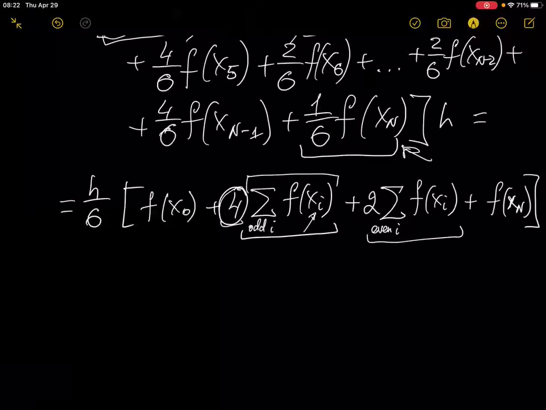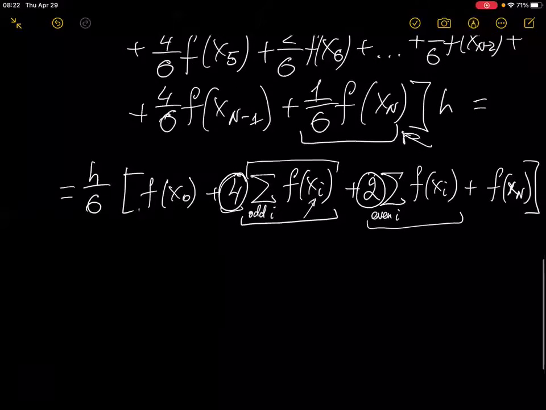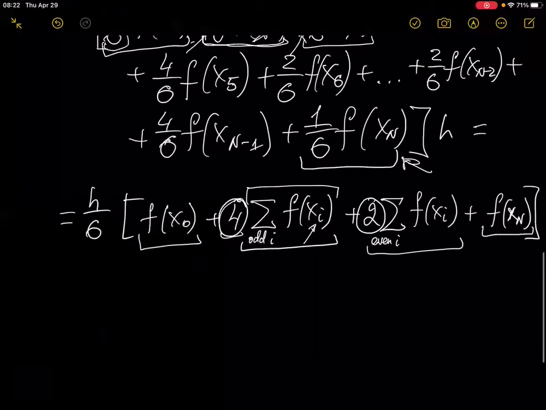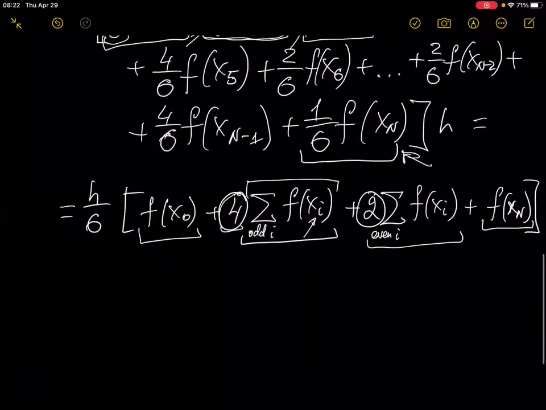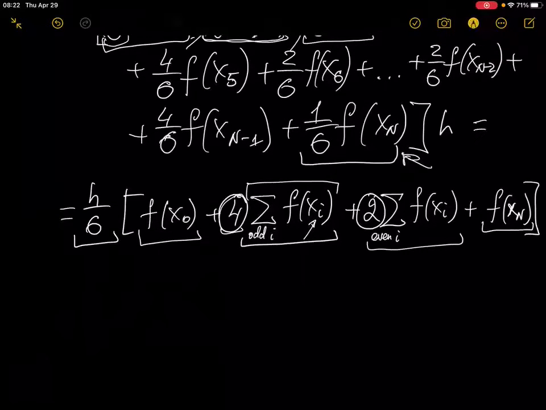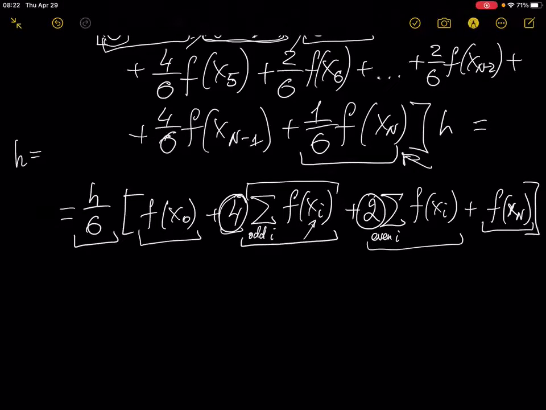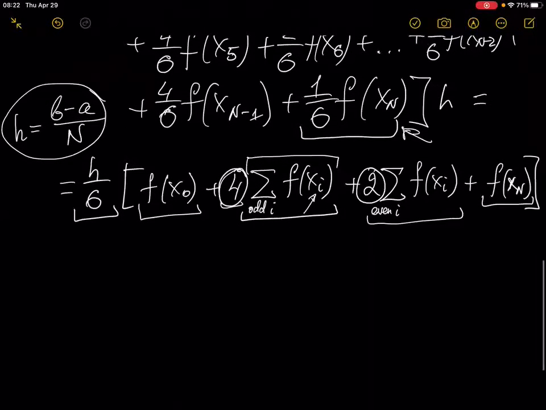Here you do the same for even indices, then multiply by 2, then you add these two values to the values on the endpoints, and multiply by h divided by 6, where h is the step, essentially h is b minus a. Let me remind you of this. Okay.